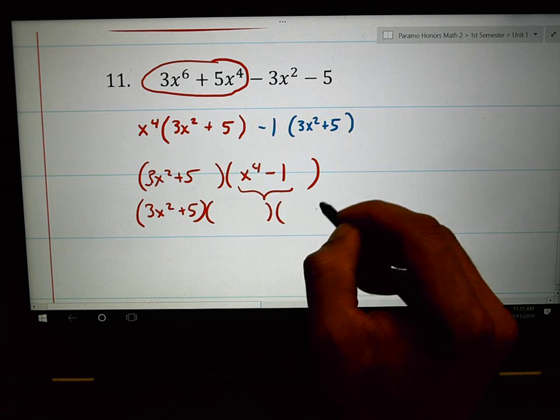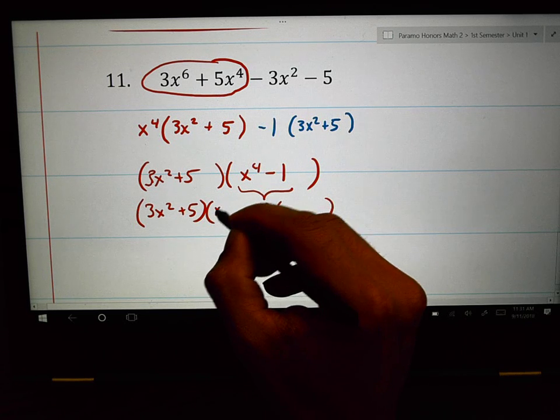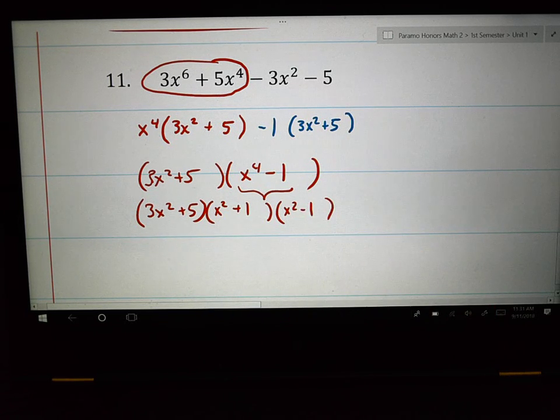What does x to the 4th minus 1 factor to? Is that a difference of squares? Okay. What times what is x to the 4th? I think that's x squared plus 1 and x squared minus 1. Yay! Are we done? No. Can it factor further? Yes. Both of these factor further or just one of them? Just the minus one.